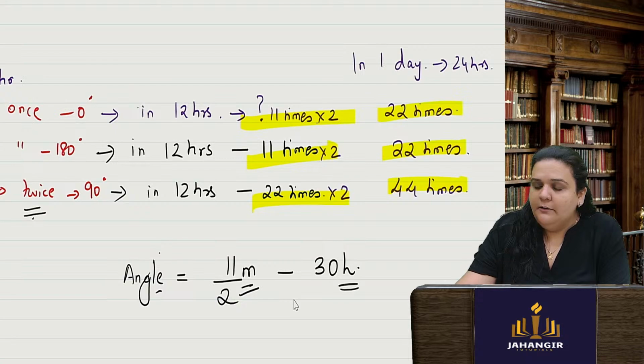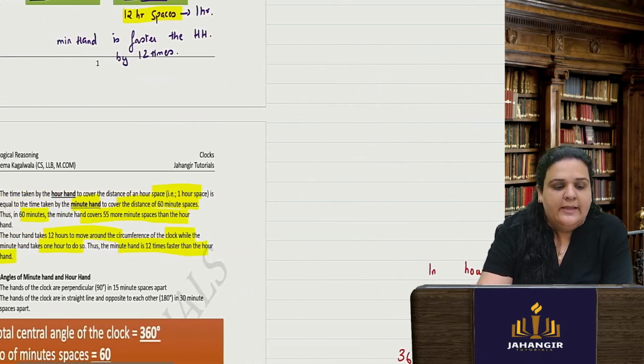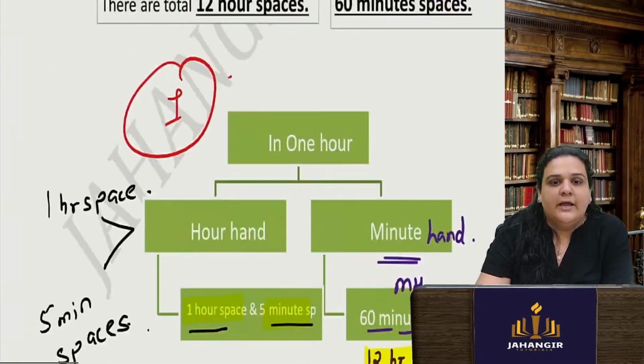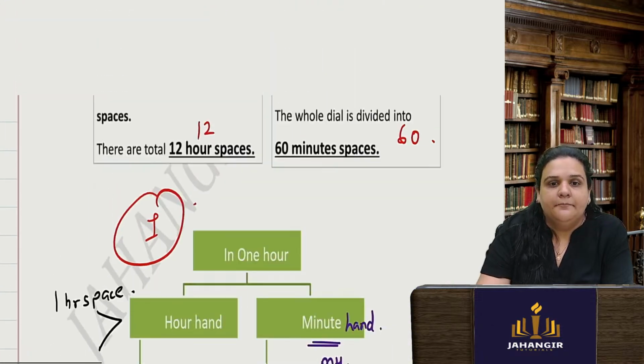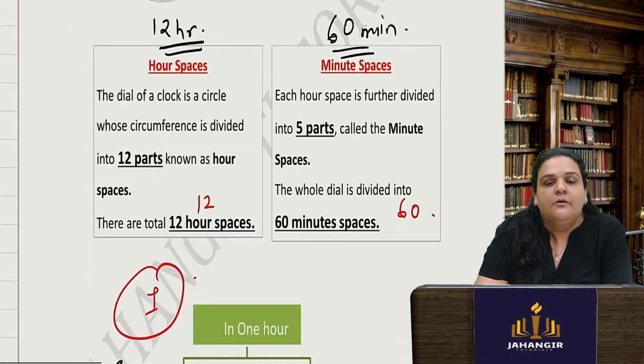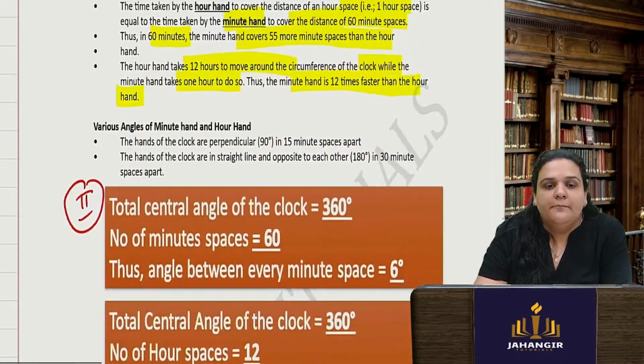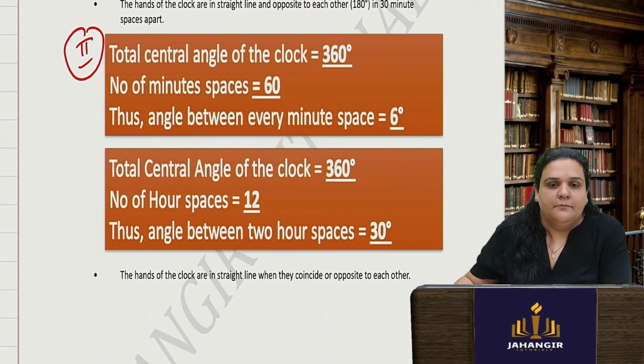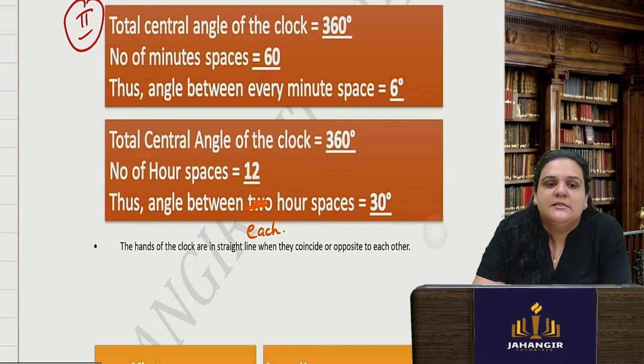Now let's start with an example. I have done all the theory. Just one small correction here: the angle between each hour space is 30 degrees. We solved that, right? We have 12 hour spaces, 360 divided by 12.